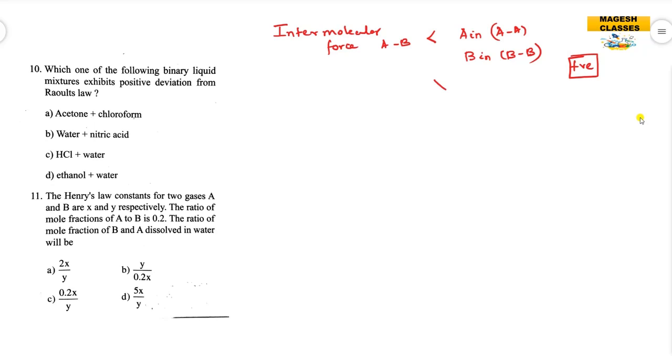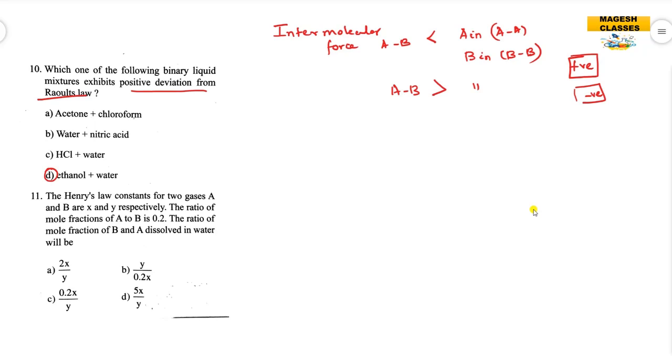Case 2: suppose the intermolecular force is greater than that of A in AA and B in BB. Now it is negative deviation. The question is, which among the following exhibit positive deviation from Raoult's law? According to experimental evidence, the answer is D.